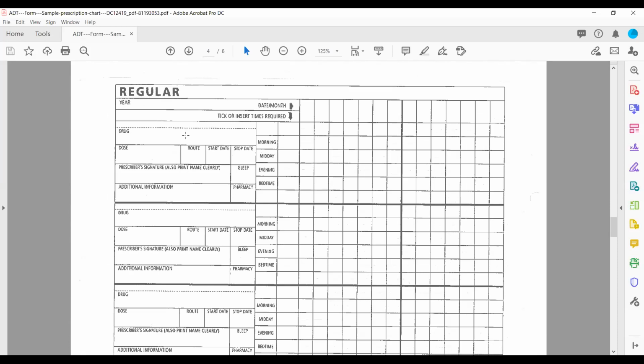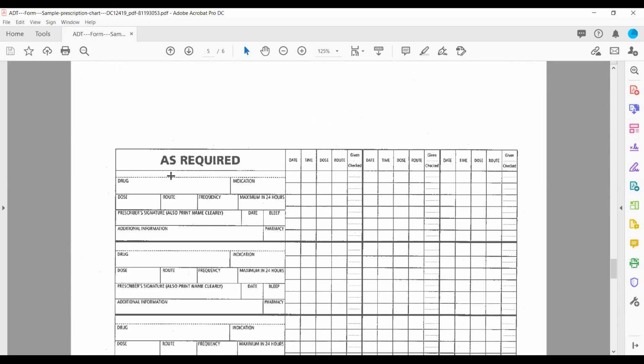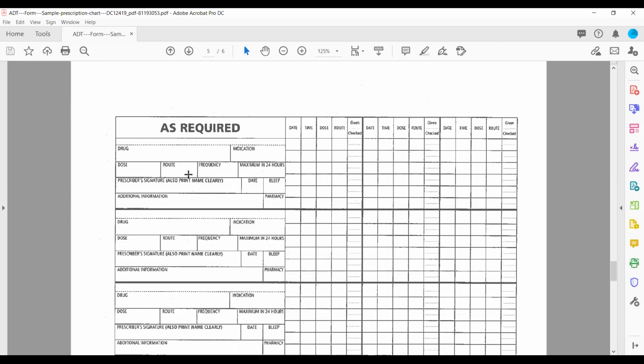So regular medications, there will be many pages for regular medications. After regular medications, there is something called as required or PRN medications. So the patient suddenly complains of pain. So you would like to give him some painkiller, but not regularly. So you'll put it here in the as required or PRN medications.